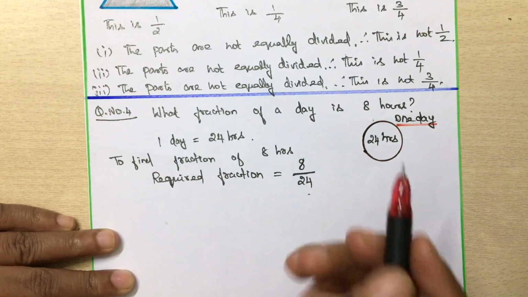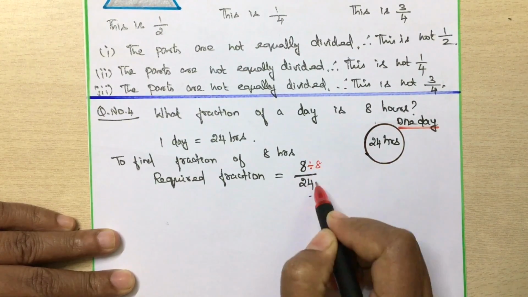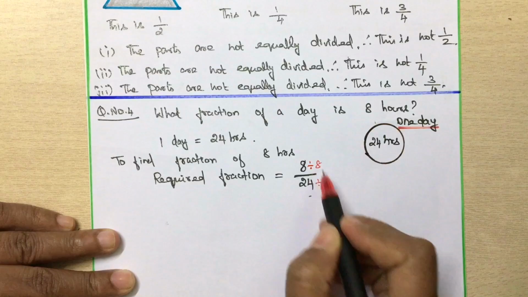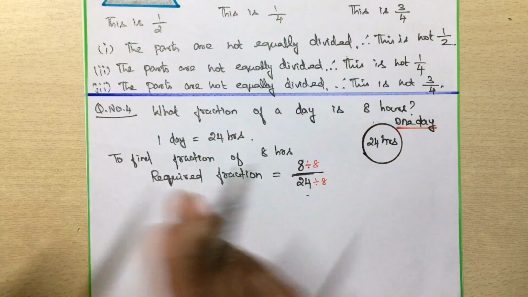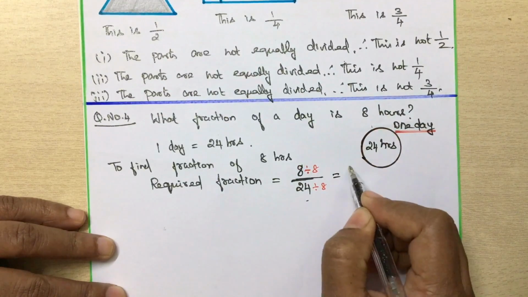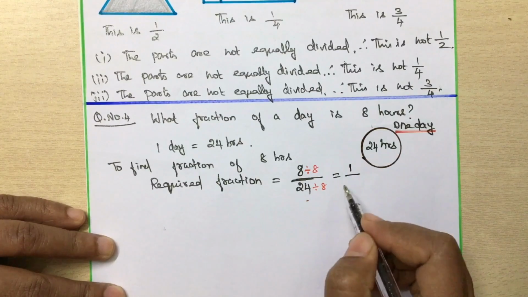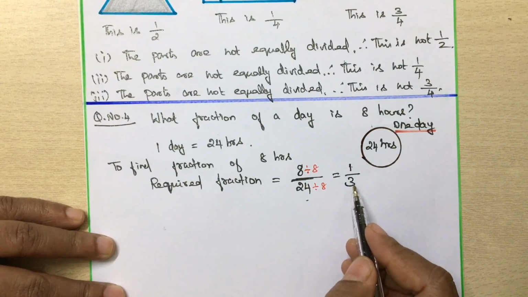8 and 24 we can simplify further. You can divide it by 8 and divide by 8. Both should be divided by the same number. As we know, 8 and 24 are multiples of 8. So which is equal to 8 divided by 8 is 1 and 24 divided by 8 is 3. So now the required fraction is 1 by 3.